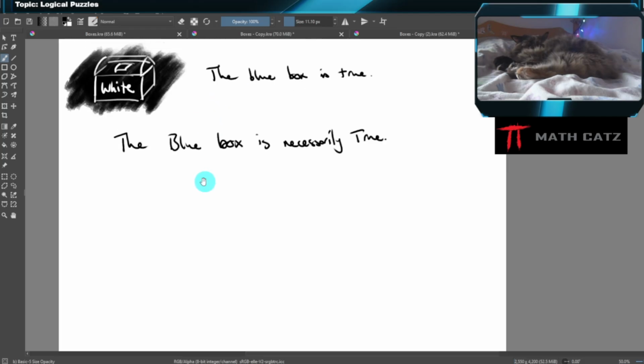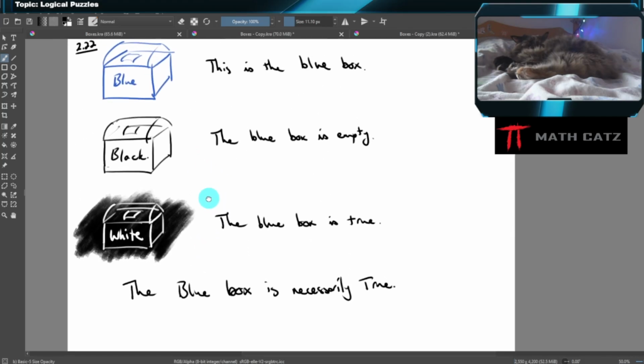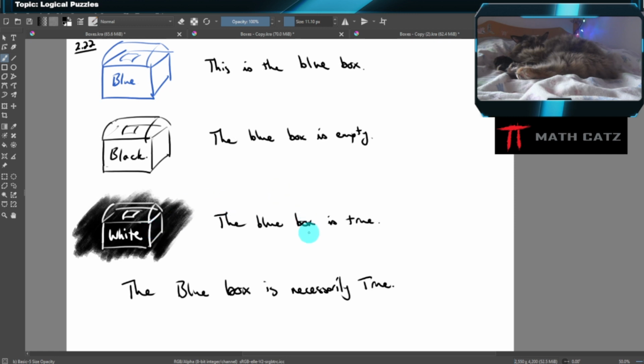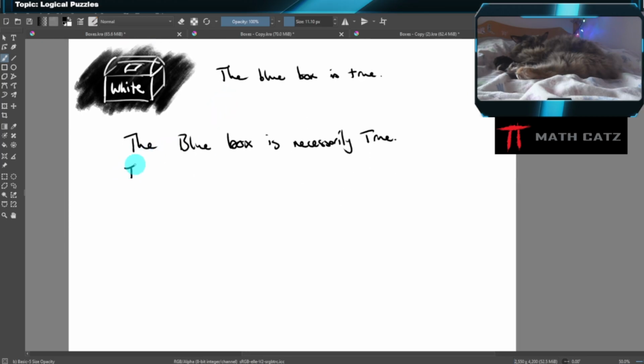So now I know a little bit about blue, and white references blue in its statement, saying the blue box is true. Well, the blue box is true. So white's statement is also true. So we can say, therefore, a little conclusion: white is also true. I didn't know that until I made progress with blue.